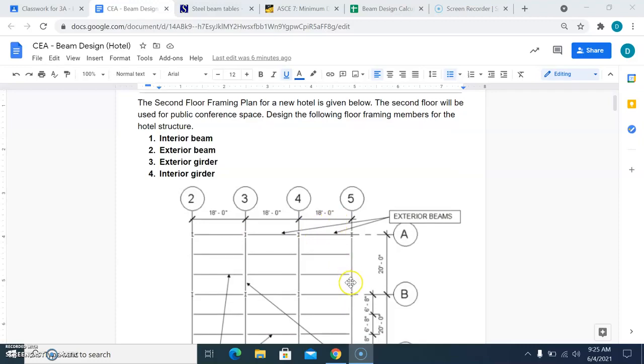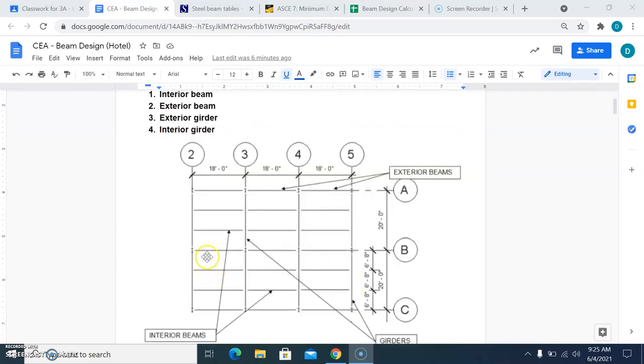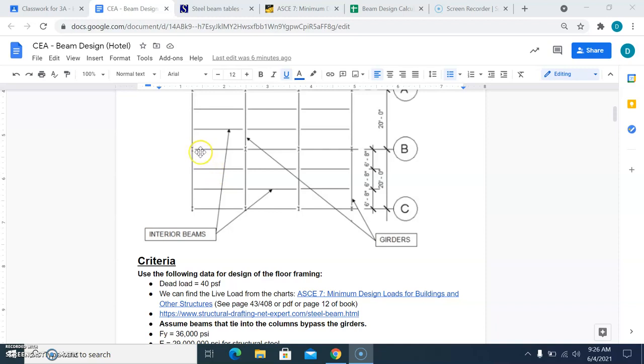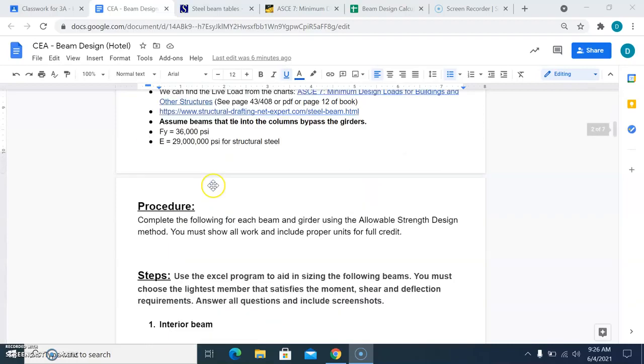The exterior beams, the 6 on the outside. The exterior girders, which are these 4 right here, as well as the interior girders right over here. We are given that the dead load is 40 PSF, yield stress steel 36,000 PSI. We are also going to assume that the beams that tie into the columns bypass the girders. So that matters for how it's loading. These beams right here we are saying are tying right to the columns, so what's resting on the girders are actually these 2 beams right here.